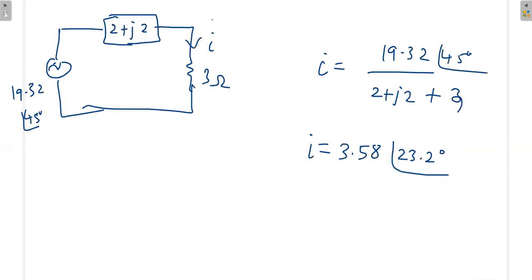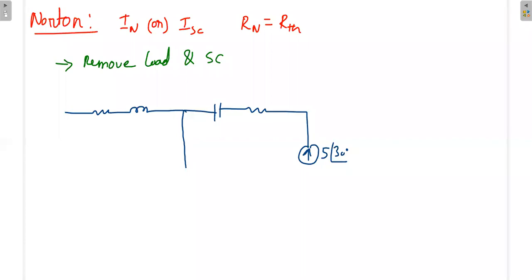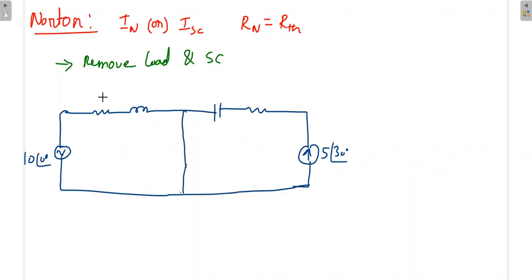Okay, so once you short the load terminal, the diagram will become like this. This side is a current source 5 at 30 degrees. This side is a voltage source 10 at 0 degrees, and 2 plus J2. This is now I short circuit or I Norton. This is minus J1. This is 1 ohm.